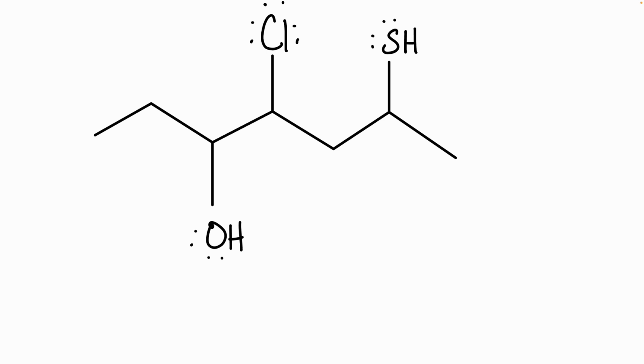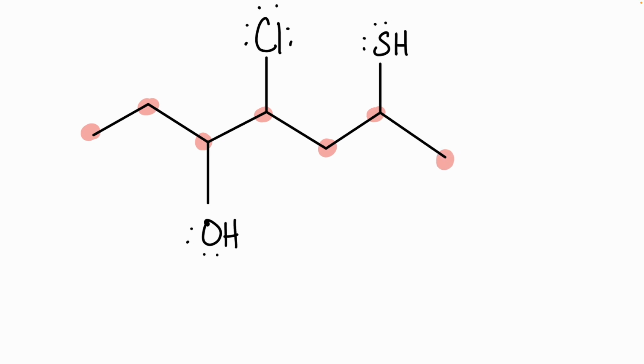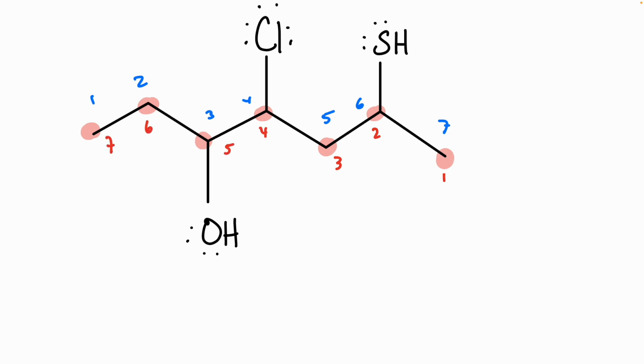All right, parent chain, 1, 2, 3, 4, 5, 6, 7 carbons. We can number our parent chain from left to right or the other way. Which numbering scheme am I going to pick here, red or blue? Blue, because the only thing I care about is the location of that highest priority functional group, that alcohol group.